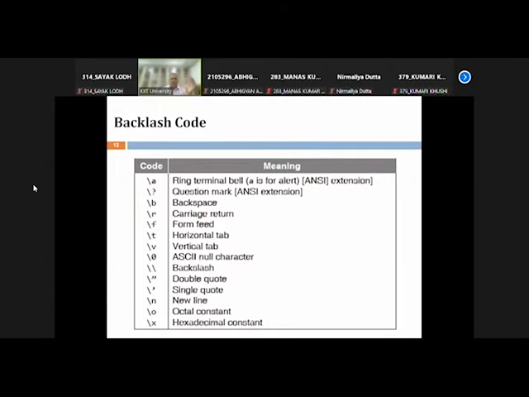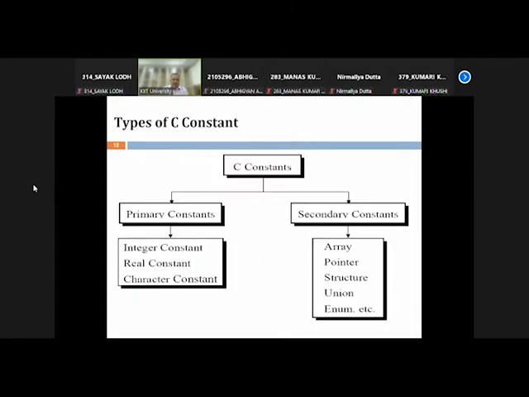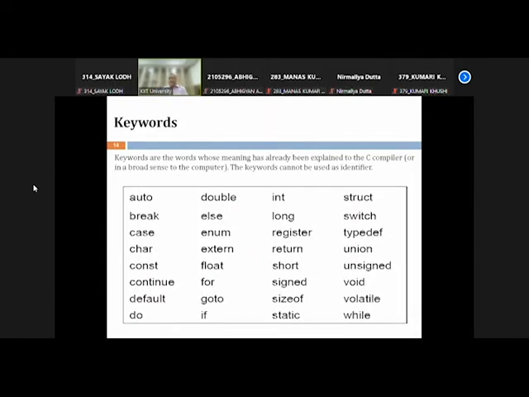Just know that there are maybe 10 to 12 special symbols which basically consist of 2 characters but have a single meaning. I'll tell you about this. It's not required now. Then keywords.